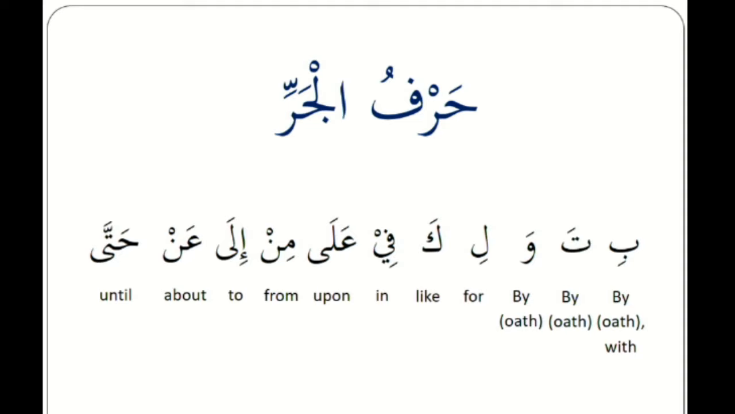Okay. So what are the first three? Bi, ta, wa. Those three can all be oaths, right? By. And the first one, bi, can also mean with. Okay. What do you call an oath in Arabic? A qasam.